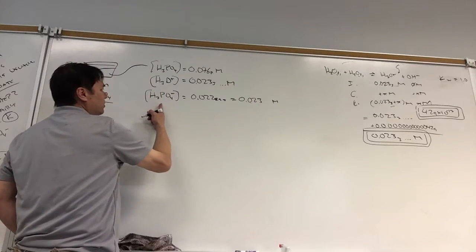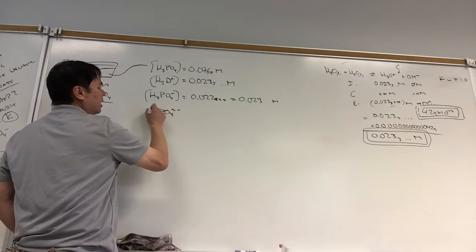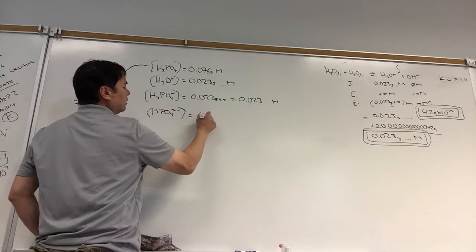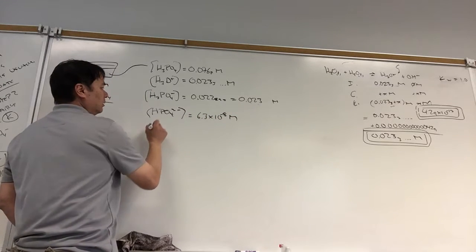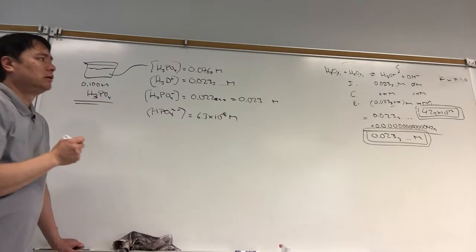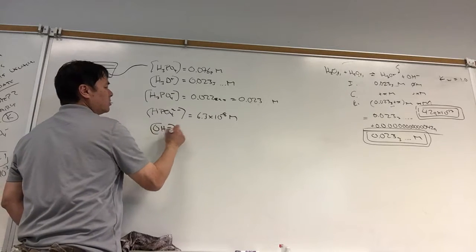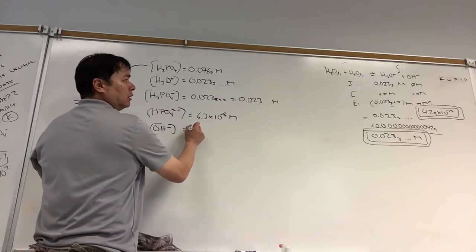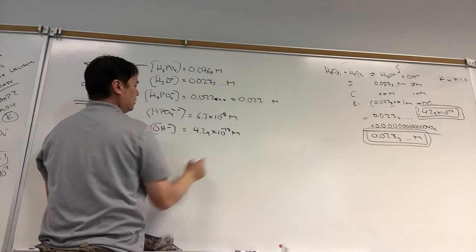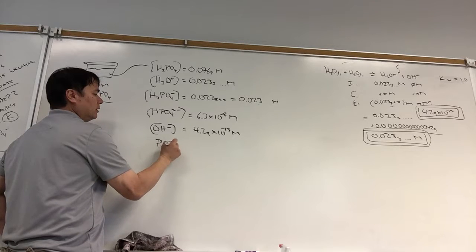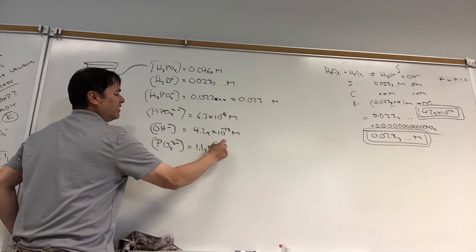And then the next most abundant species will be HPO4 2 minus at 6.3 times 10 to the negative 8 molar, followed by hydroxide. Hydroxide will be 4.29 times 10 to the minus 13 molar, followed by phosphate at 1.13 times 10 to the negative 18.